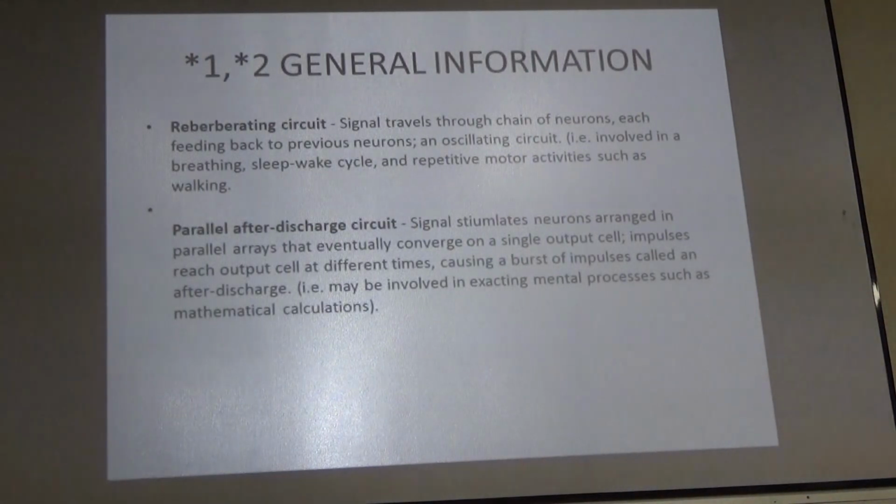I will give an example, you will know it. And causing a burst of impulses. Burst means like 100 impulses came, 10 made this function, 10 made another performance function. So a burst of the impulses is called an after discharge. And that may be involved, for example, in setting the mental processes, such as when you are making mathematical calculations.